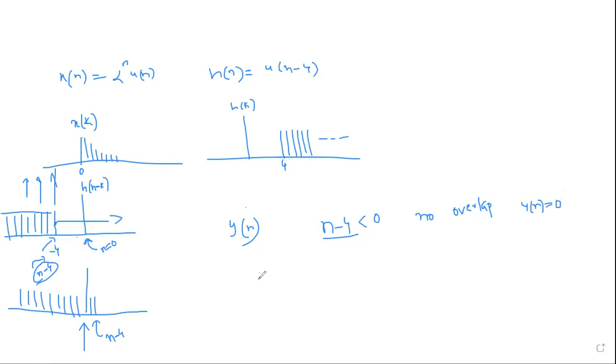As and when my n minus 4 is greater than or equal to 0, now tell me, n minus 4 is equal to 2. Is there any overlap? See here. Yes, from 0 to 2. This one and this one. There is overlap from which point to which point? Is there any overlap at 0? 0 to 2.